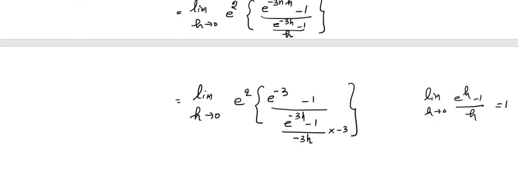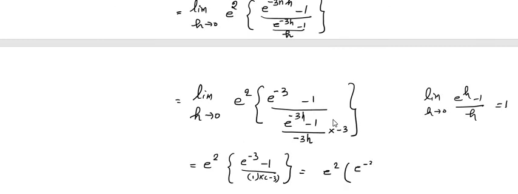Now apply the limit. e squared is constant. And here I will be getting e^(-3) minus 1, that is also constant, so we get it as it is. Now this limit h tends to 0, (e^h minus 1) by h is the formula, therefore I will be getting 1. So this completely becomes 1 into minus 3. Understood? Now that is equal to e squared into (e^(-3) minus 1) by minus 3. Now this can be simplified easily.